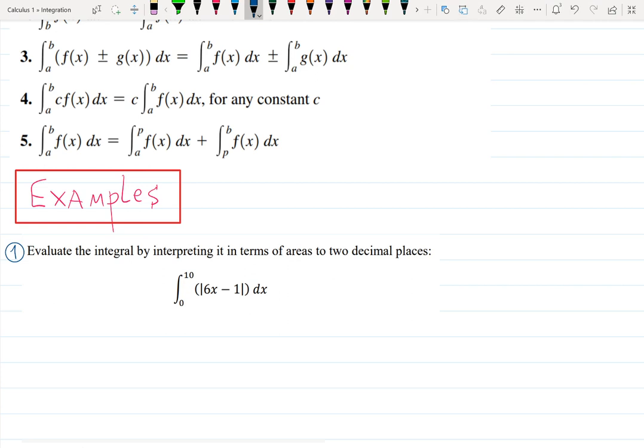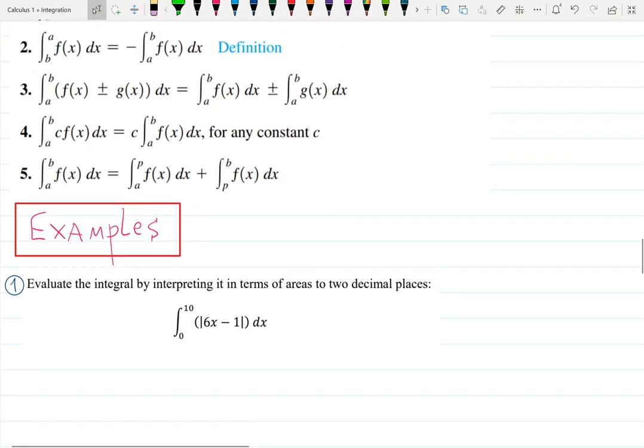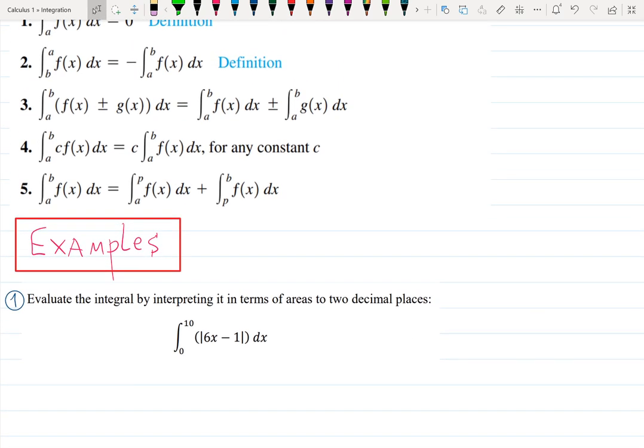And the integral is from 0 to 10, absolute value of 6x minus 1 dx. Okay, first, if you don't know how to start, sketch a graph, right? And in this case, it actually should be a good sketch. It should not be just some pretend picture, because we will need the exact numbers in this case.